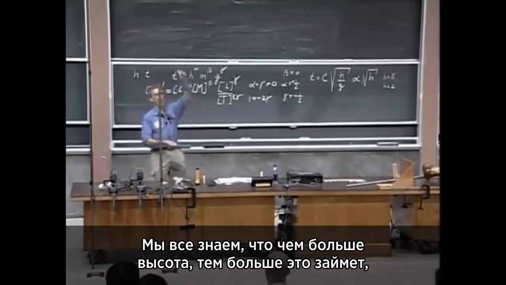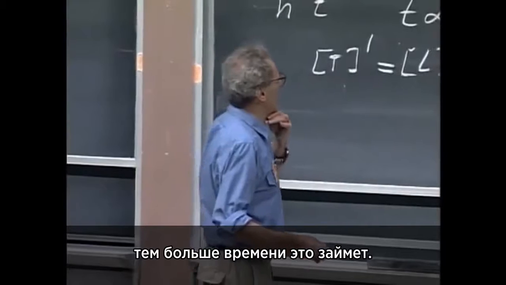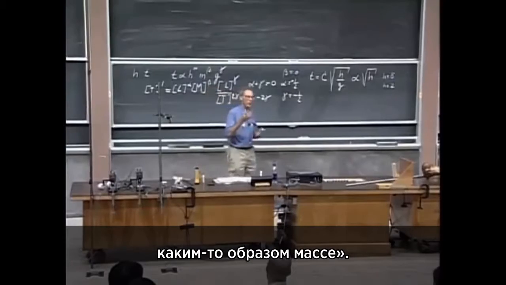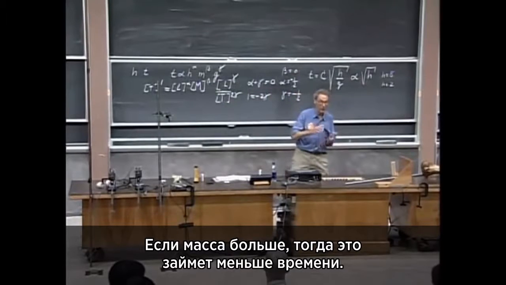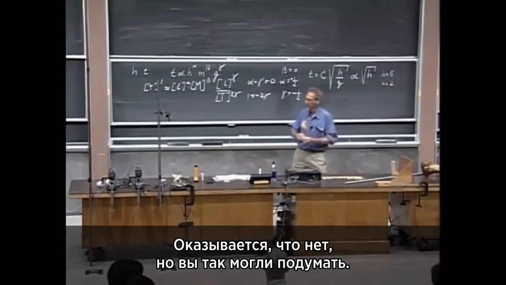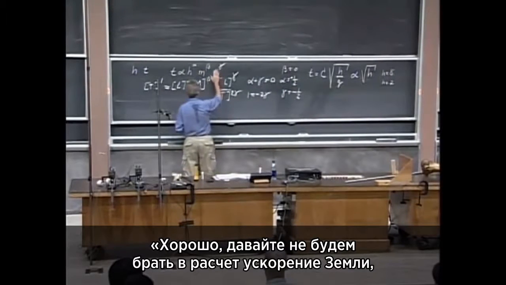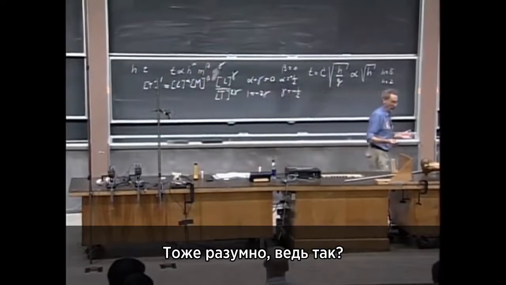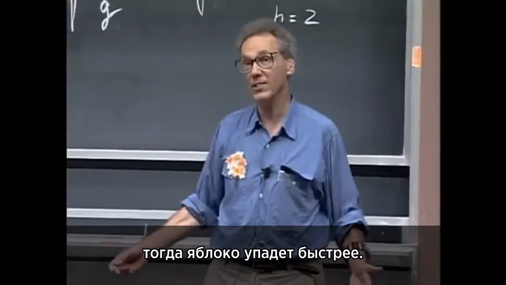Very reasonable. We all know the higher it is, the more time it will take. And we could have said, it's probably proportional to the mass somehow. If the mass is more, it will take a little bit less time. Turns out to be not so, but you could think that. But you could have said, well, let's not take the acceleration of the Earth, but let's take the mass of the Earth itself. Very reasonable, right? I would think if I increase the mass of the Earth, that the apple will fall faster.